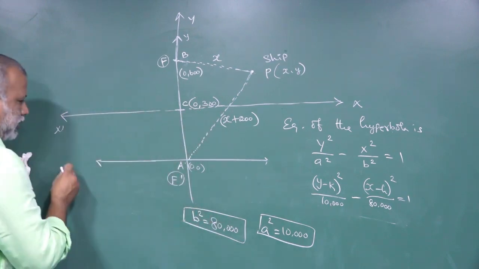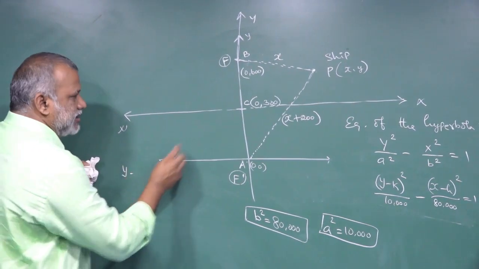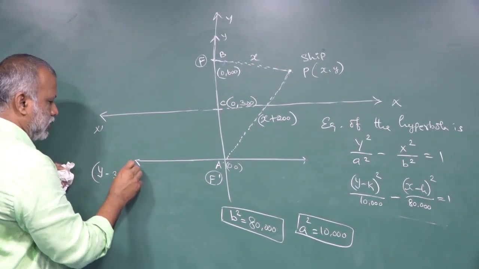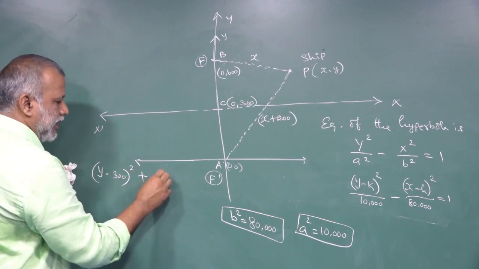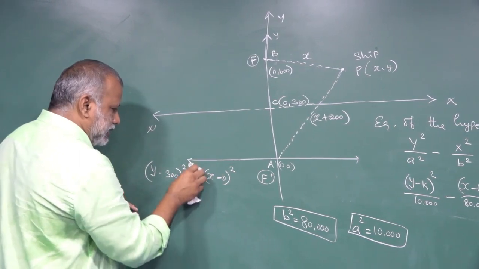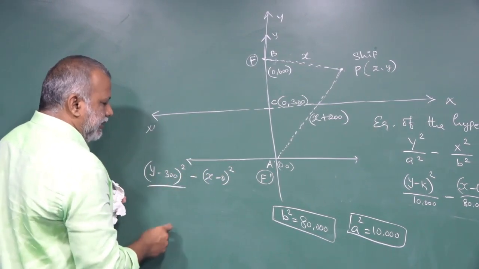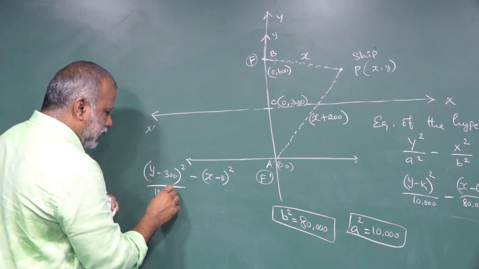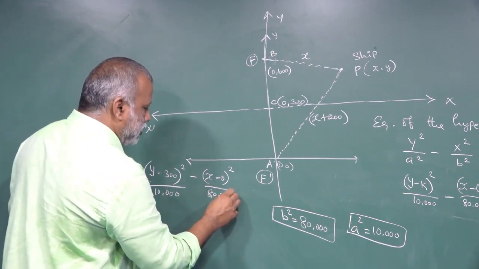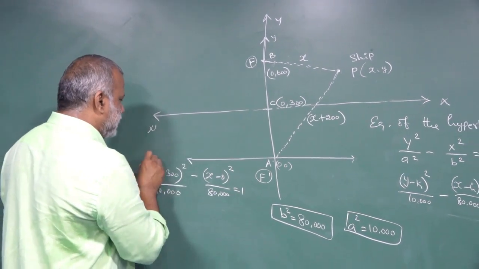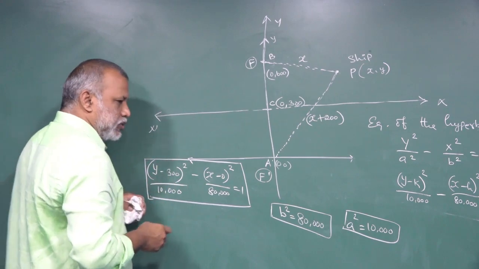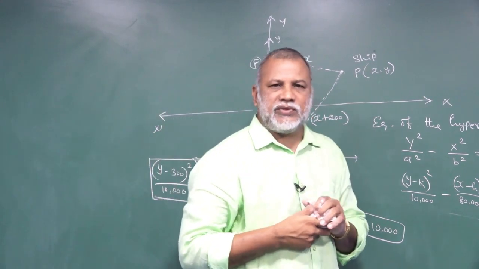300. Now I am going to substitute here y minus k. k is nothing but 300, the whole squared, minus x minus h, where h is replaced by 0, the whole squared, divided by 80,000, equal to 1. Sorry, here it is a negative sign for the hyperbola, y minus 300 the whole squared divided by 10,000 minus x squared divided by 80,000 equal to 1. This is said to be the equation of the required hyperbola. The question asked is to find the equation of the hyperbola.